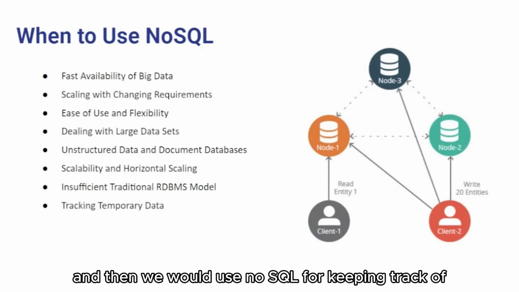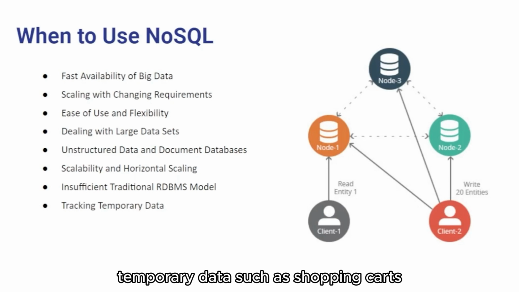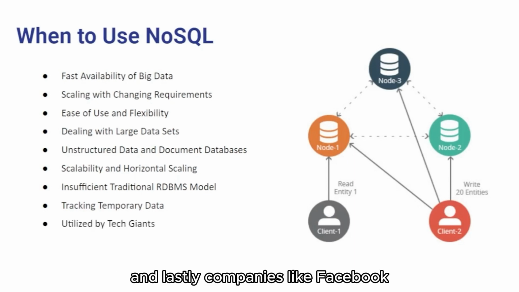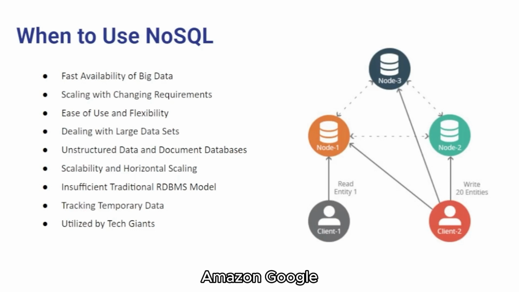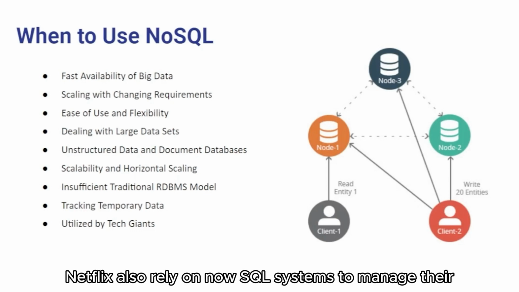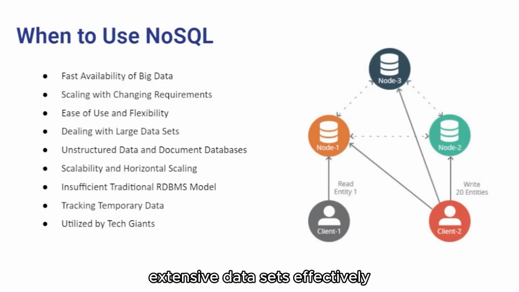And then we would use NoSQL for keeping track of temporary data such as shopping carts, wish lists, and session information. And lastly, companies like Facebook, Amazon, Google, and Netflix also rely on NoSQL systems to manage their extensive datasets effectively.